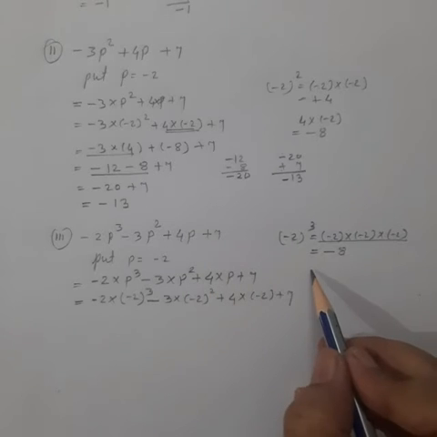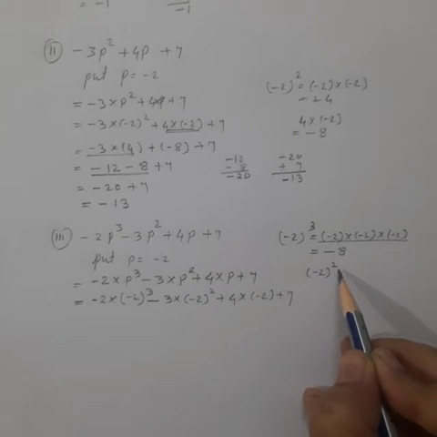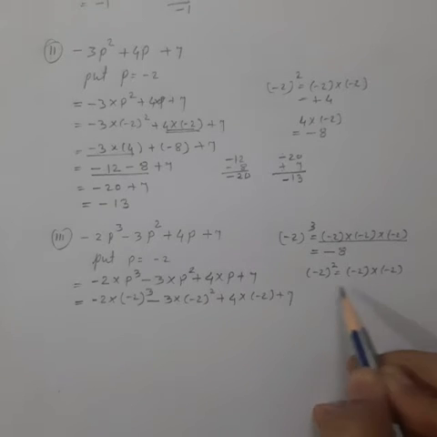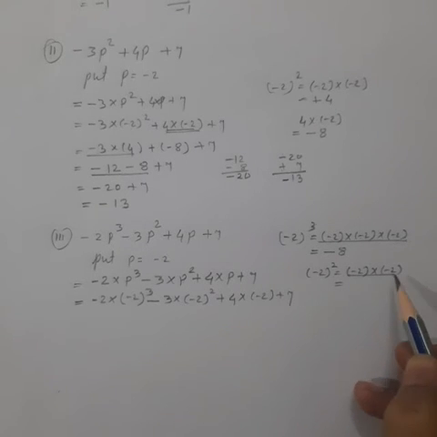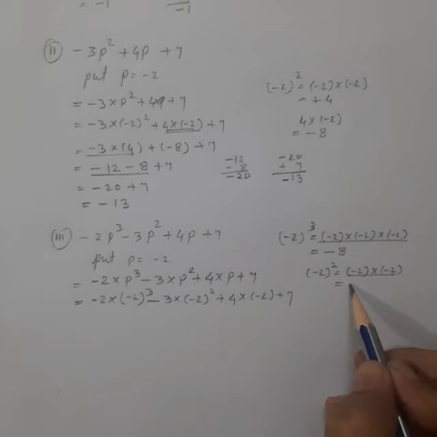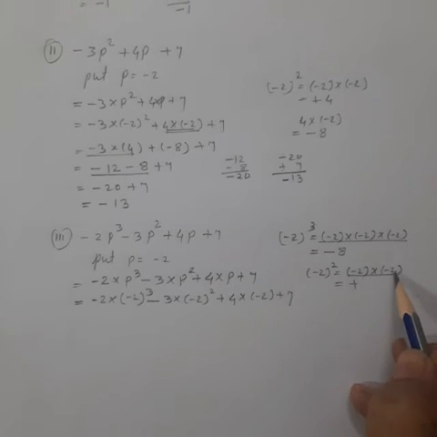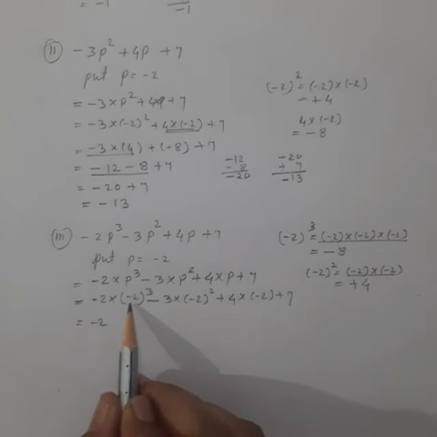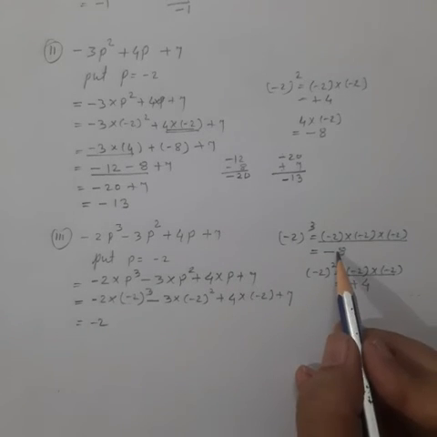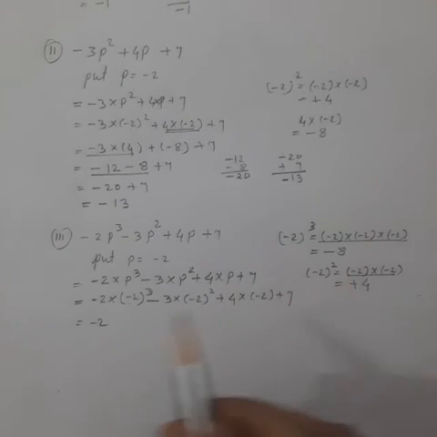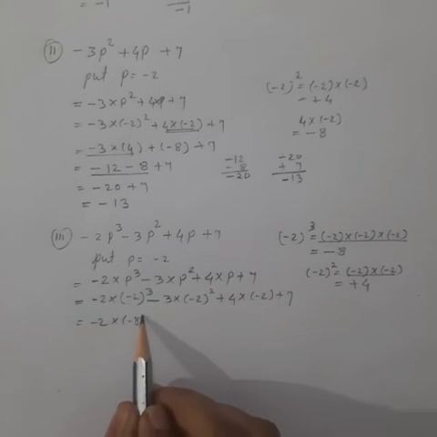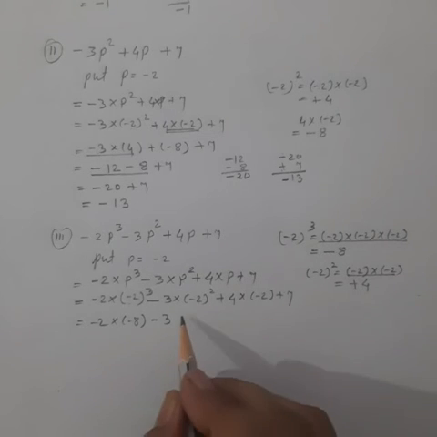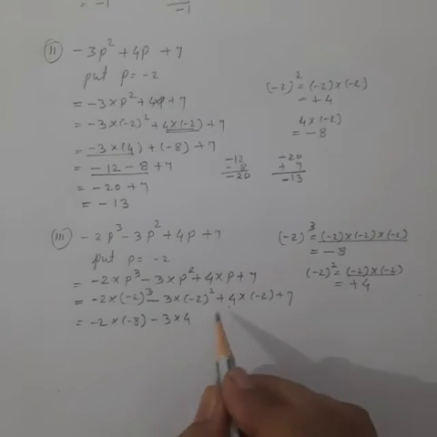Now p square means minus 2 square. Minus 2 square means minus 2 into minus 2. Here in this multiplication, the minus sign is 2 times, so the product is positive and 2 2s are 4. Now here, at the place of minus 2 cube, put minus 8. It is again negative, so keep it in bracket. Minus 3, at the place of minus 2 square, put 4, into 4, plus.